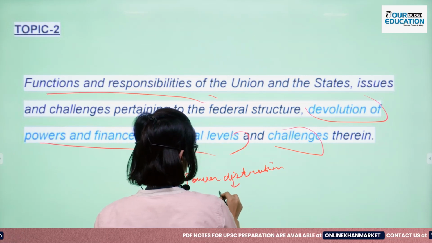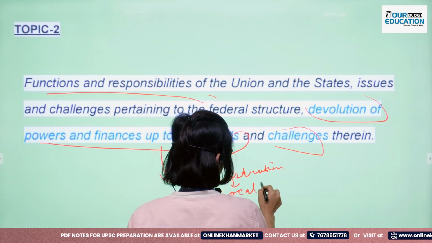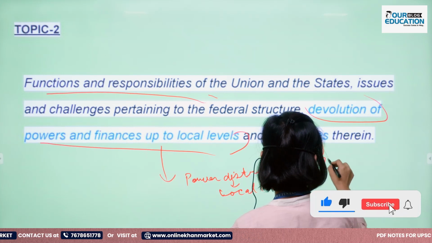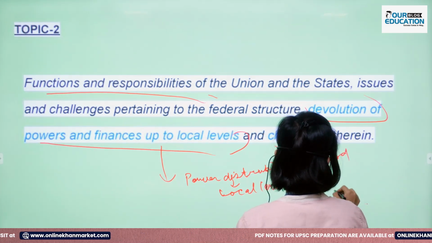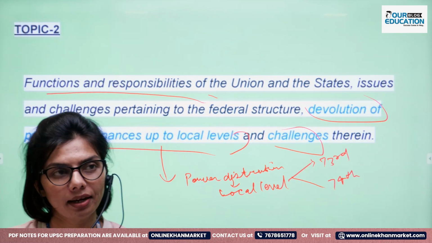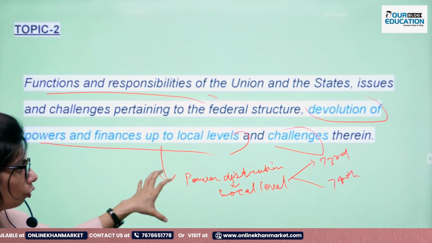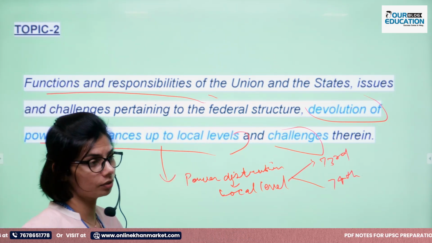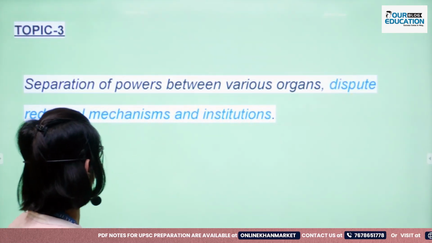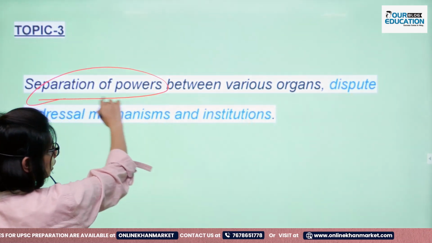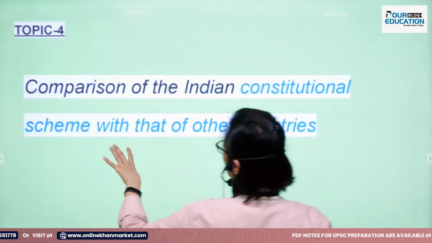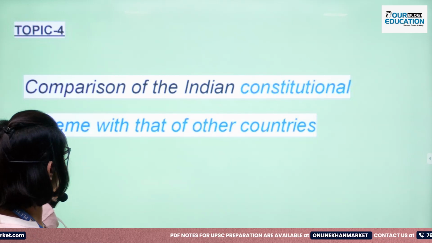At the local level, we will have to study the 73rd and 74th constitutional amendments: how local governance is taken care of, and how we give local government legitimacy through these amendments. Next is the separation of power in governance, among the various organs, executive and legislature, as mentioned in the constitution.